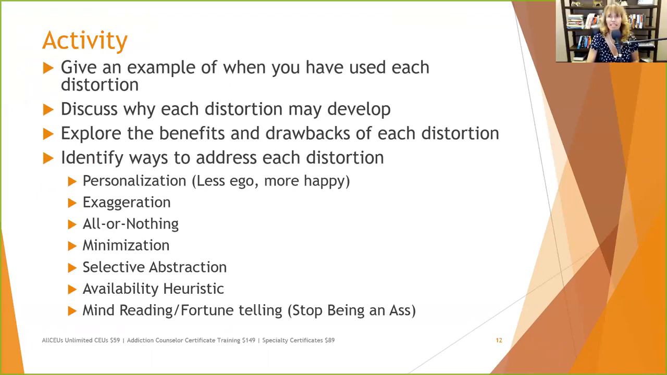So, activity: go back through each distortion and have clients give examples of when they've used each one, like minimization. When did you do something really good and you just didn't take credit for it? Discuss why each distortion may develop. Why would we minimize when we do something good? Well, a lot of times people don't get credit for when they do something good. They only get feedback when they do something wrong. So they pay attention to what they generally get feedback for, what they do wrong. So they may not have ever learned to give themselves credit for the good things.